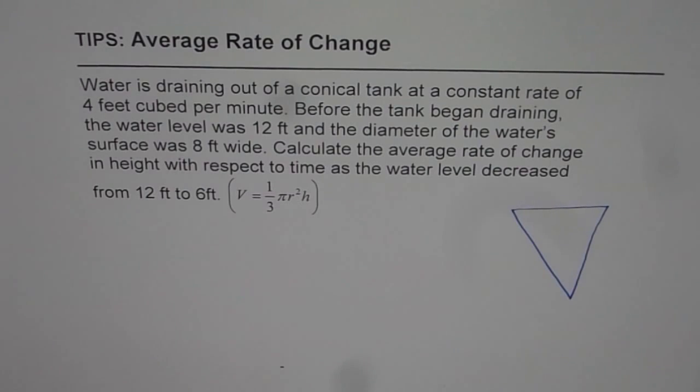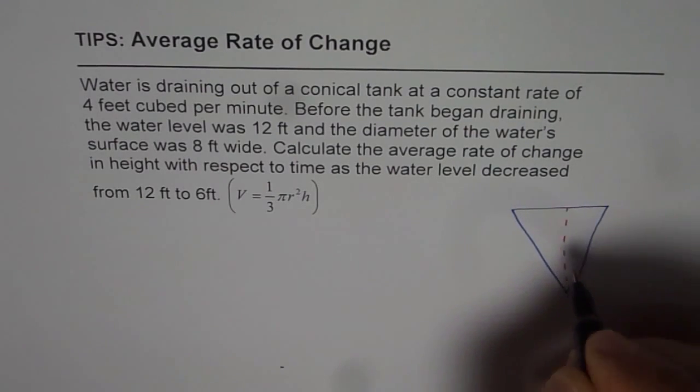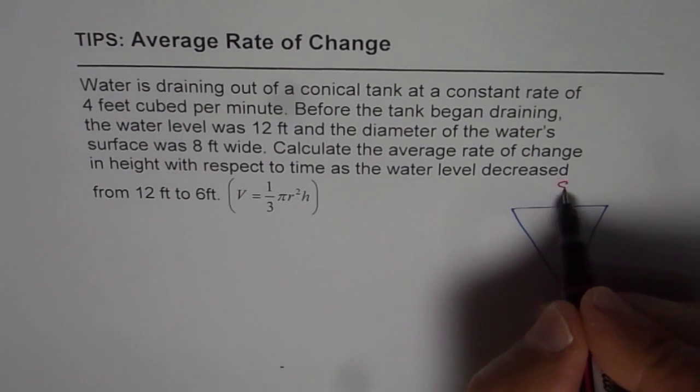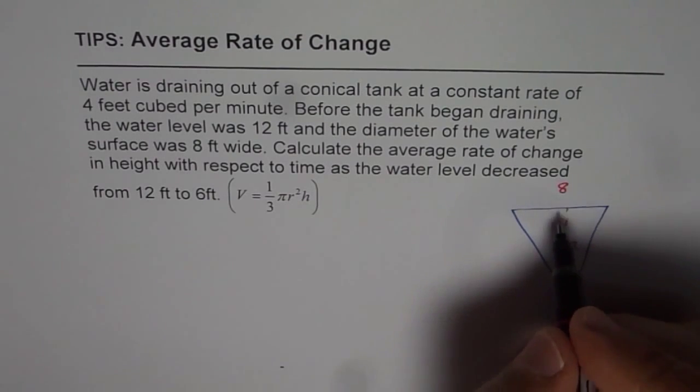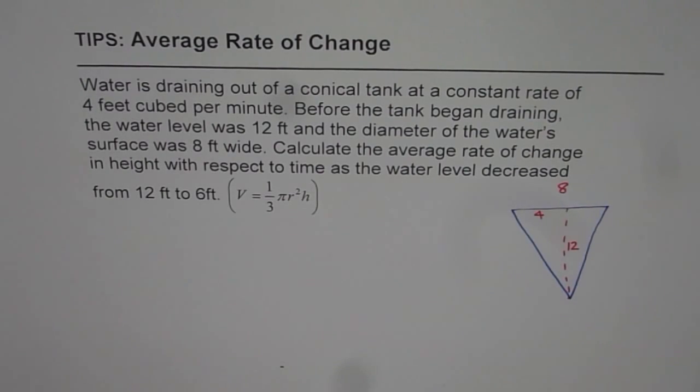What we are given here is that initially the height is 12. So this height is 12 for us. And the diameter is 8. So the diameter is 8 for us. So half of it will be 4. So we can say the radius is 4, right? So that becomes the radius.